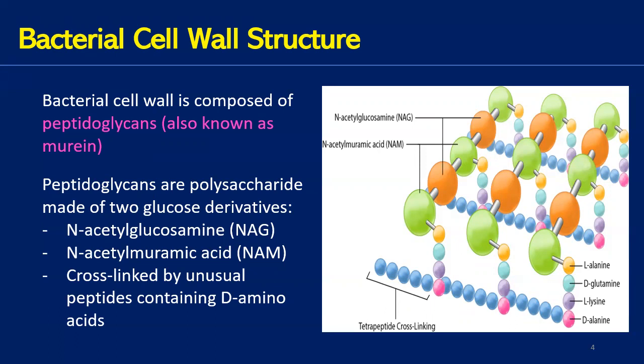So in each row of peptidoglycan we have NAG, then one NAM, and that will continue till the end of the chain. And there are cross-links between each row and the next row, which is formed by what I just mentioned a while ago, the tetrapeptide chain.